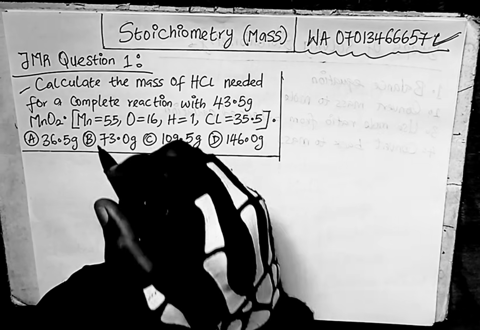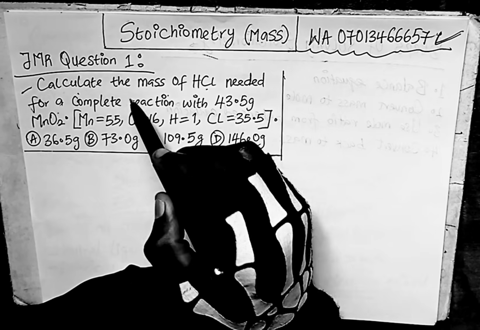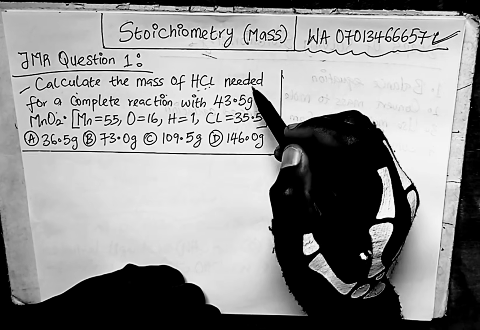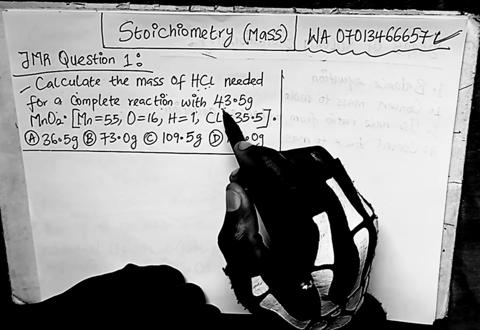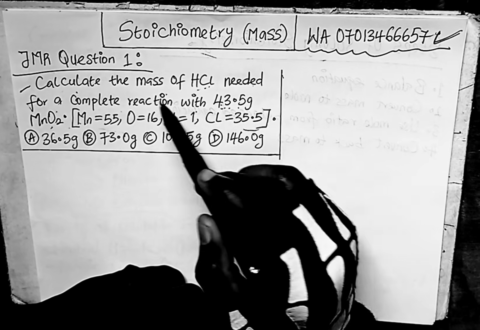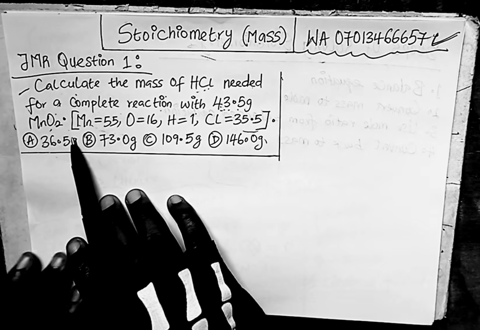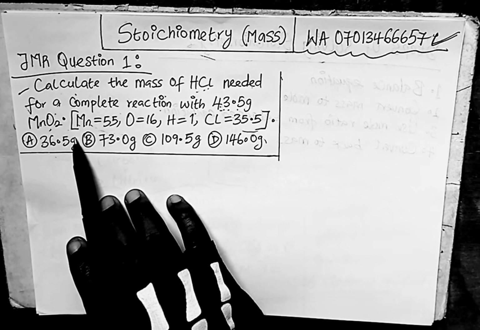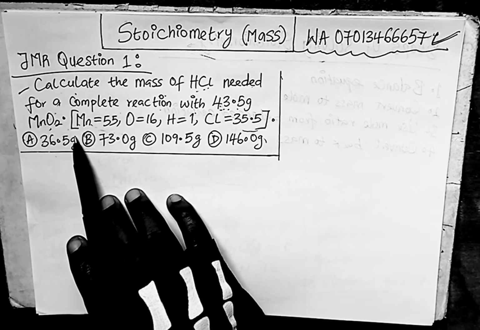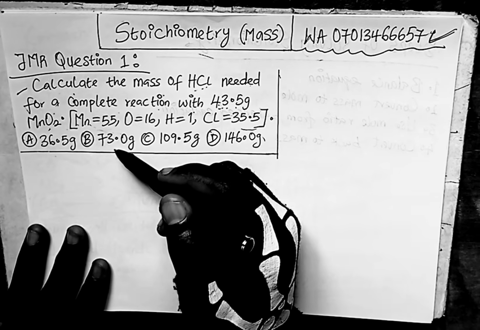Let's quickly start. The Jamb must-repeat question 1, another stoichiometry using mass. It reads: calculate the mass of hydrochloric acid needed for a complete reaction with 43.5 gram of manganese 4 oxide. All these are the molar masses of all the elements. These are the options provided, represented in gram. Remember, mass for chemistry is measured in gram, but for physics it is kilogram. That's the standard. But in chemistry, it's quite different.